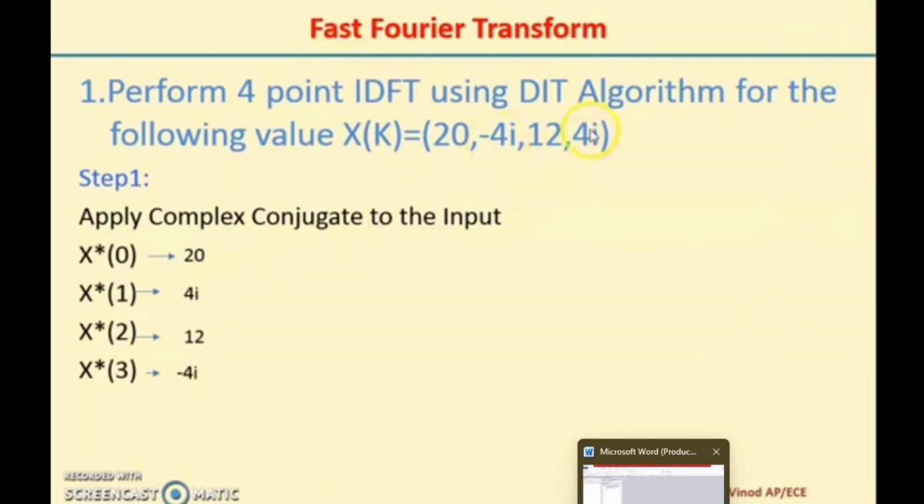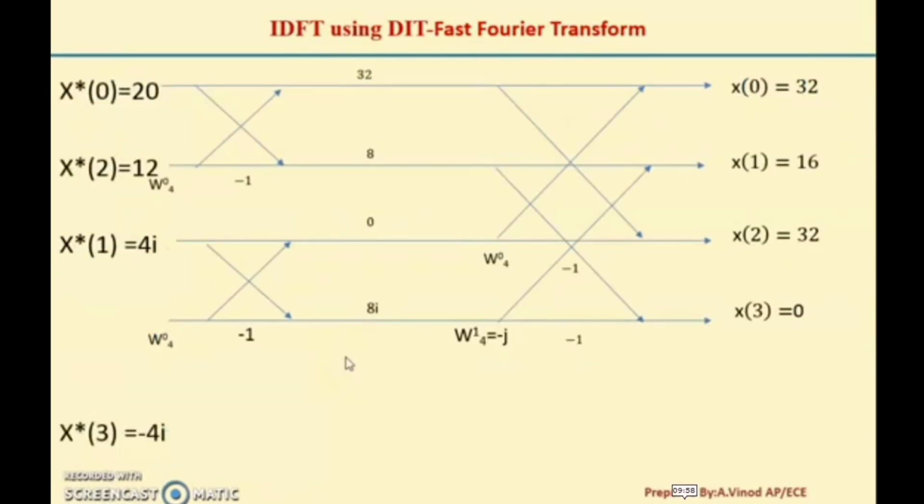So if you substitute in this formula, in this diagram, 20, 12, 4i and minus 4i. If I add these two values, I'll get 32. If I add these two values, I get 0. If I subtract these two values, I will get 8. If I subtract these values, I will get 8i. So you have to multiply this 8i with minus i. So you will get 8 as your answer, right? So 32 plus 0 is 32. 8 plus 8 is 16. If I substitute 32 minus 0, I will get 32 here. Then 8 minus 8 is 0.